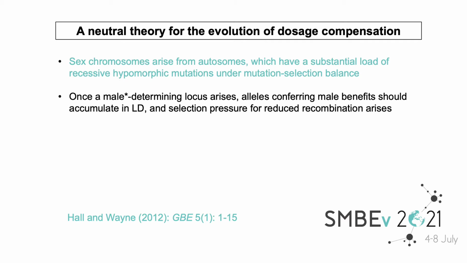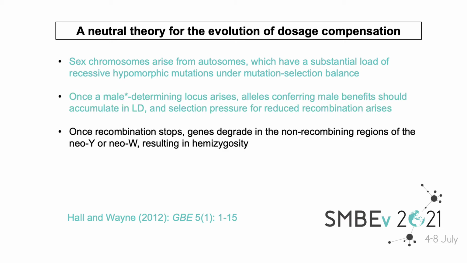Now, once that selection pressure for reduced recombination arises, because we want to maintain the linkage disequilibrium between the alleles conferring male benefits and the male determining locus, then we're going to see that genes are going to degrade in the non-recombining regions of the neo-Y or the neo-W, and that will result in hemizygosity. Hemizygosity meaning a single copy of a gene where once there were 2.